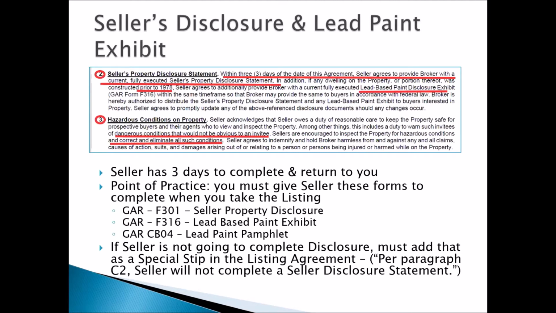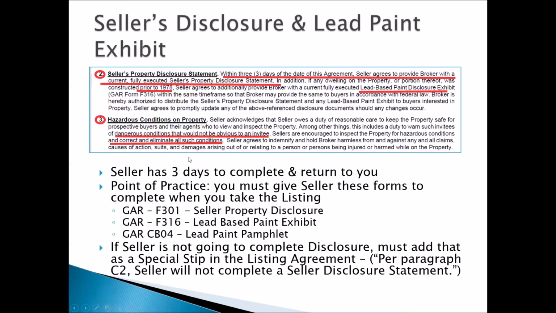Now, what happens? A lot of y'all have sellers that don't want to complete a property disclosure statement. If the seller is not going to complete that, you must make it a special stipulation in the listing agreement. If you don't, they're obligated to complete it and return it to you. So you would just add a special stipulation that states, per paragraph C2, seller will not complete a seller disclosure statement. But without that, they're obligated to do so. You cannot stip out a lead-based paint exhibit, just so y'all know.